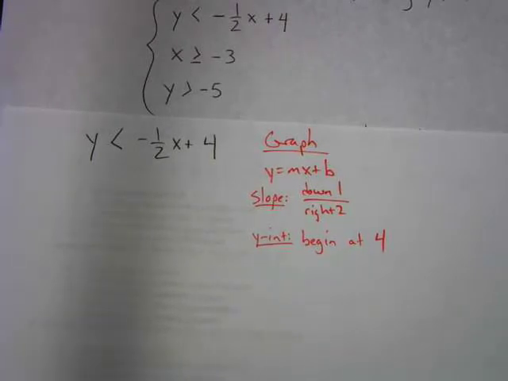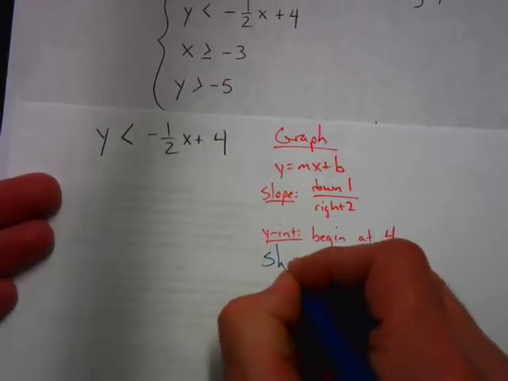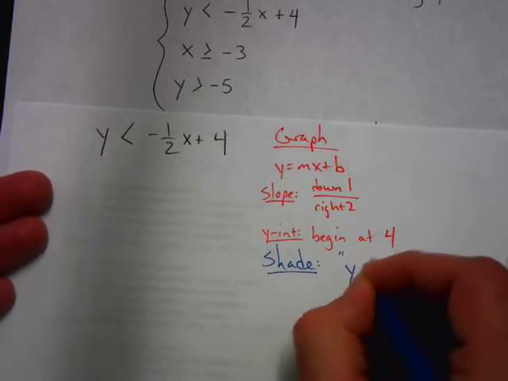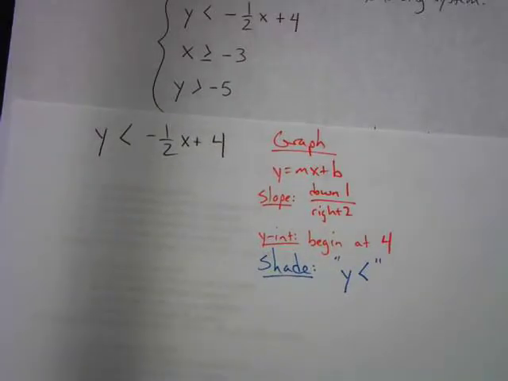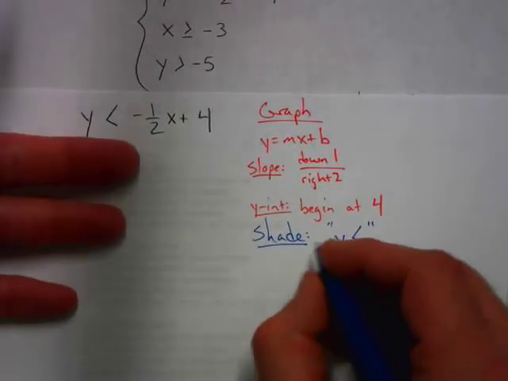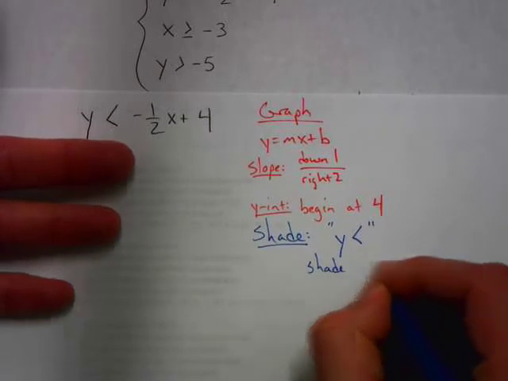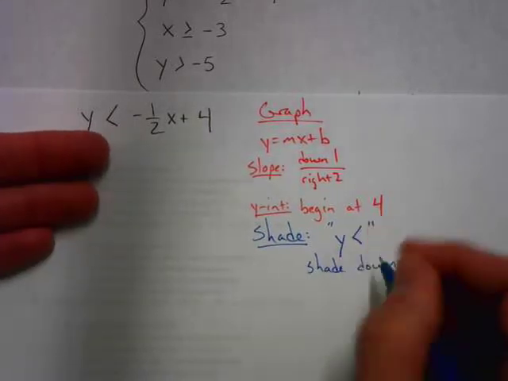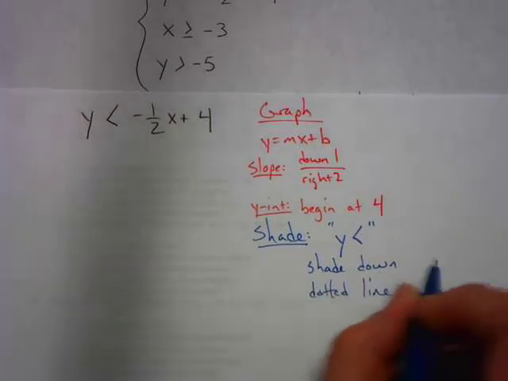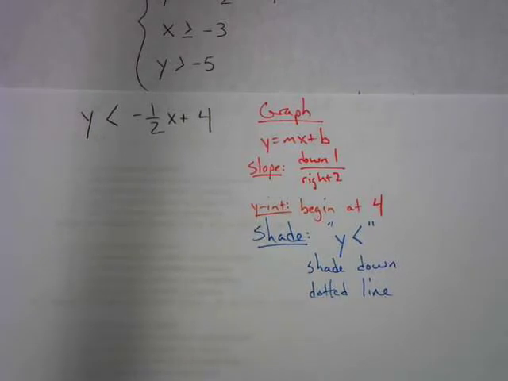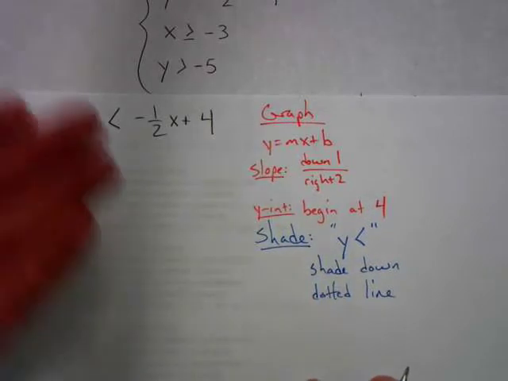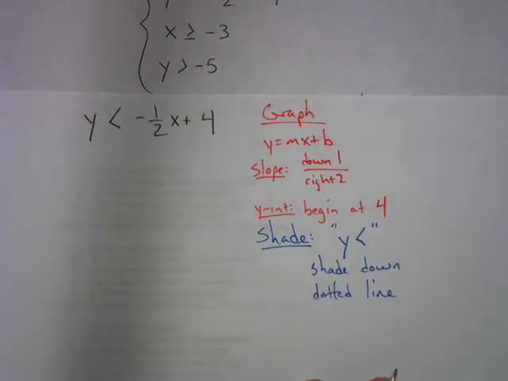But what about the shaded region? Again, from Common Assessment 4, this requires some shading. Because it says y is less than, we now have shaded regions. Less than means we are shading down. That's what less than means. And not "or equal to" means we're going to have a dotted line. This doesn't say "or equal to," so we're going to have a dotted line. So all that is from Common Assessment 4. So we're shading down from a dotted line.